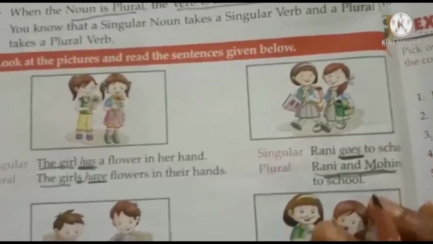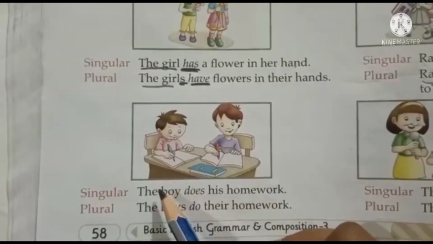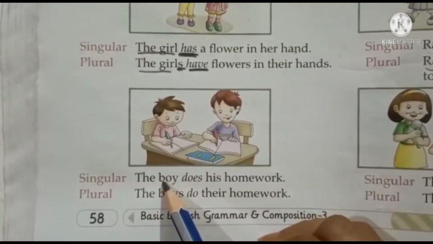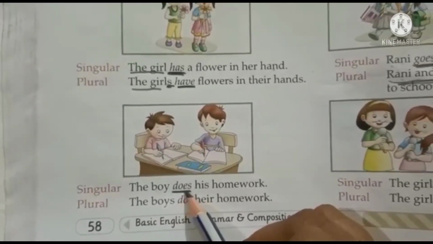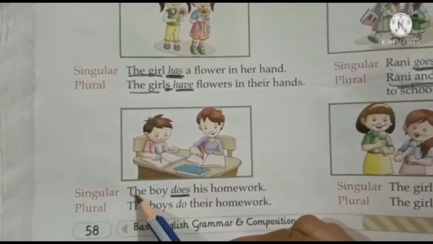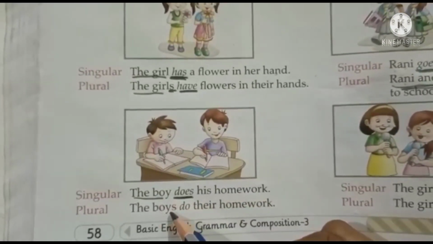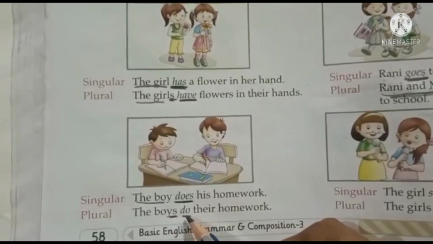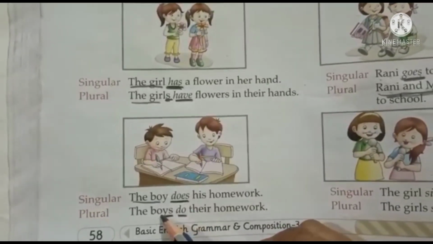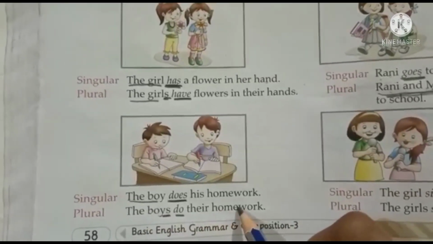Let us see the third example. The boy does his homework. Boy means we are talking about one boy. So does is the verb used here and does is always used with a singular noun. The boy does his homework. But if I change boy into plural, boys, then does will change into do. Do is always used with plural words. The boys do their homework.